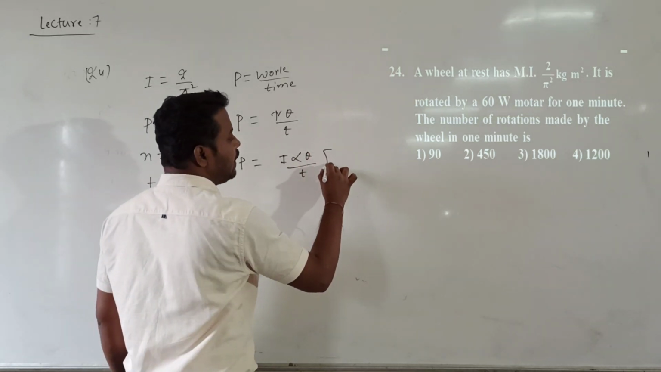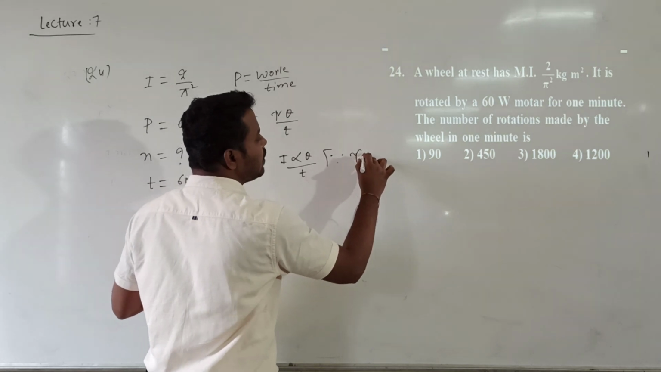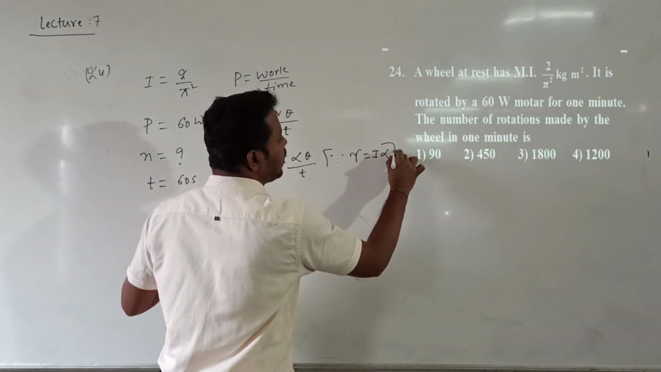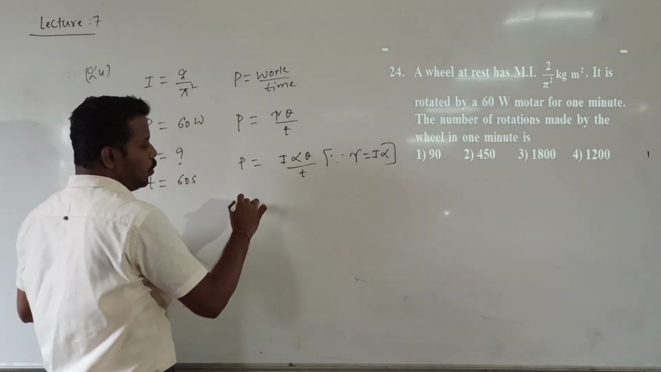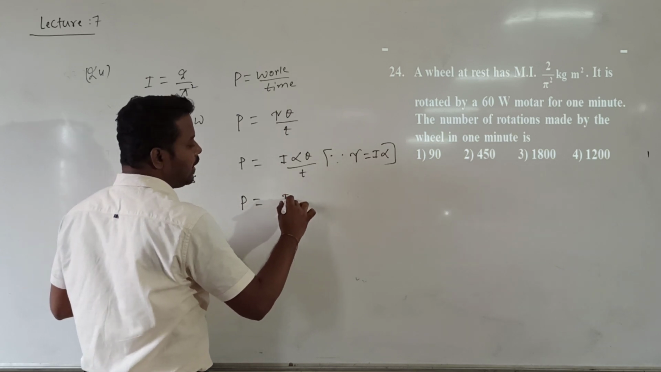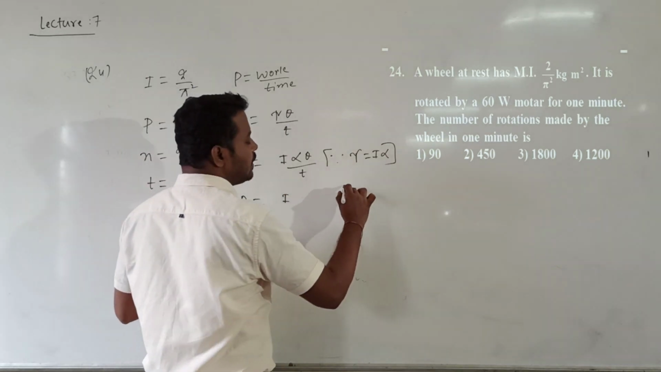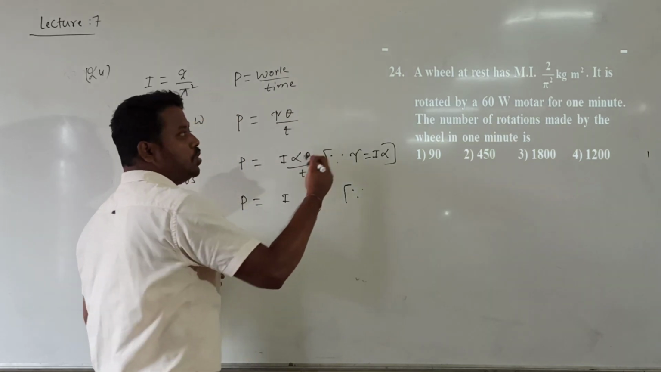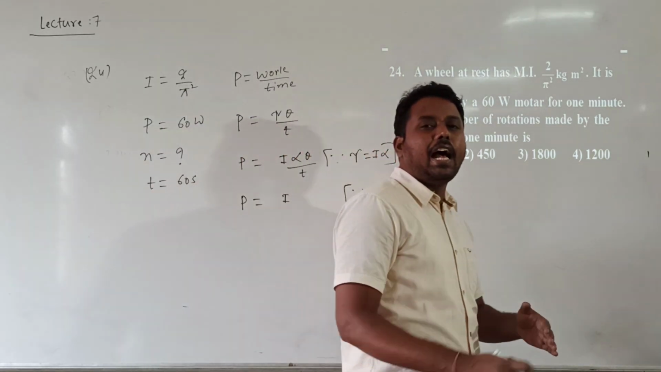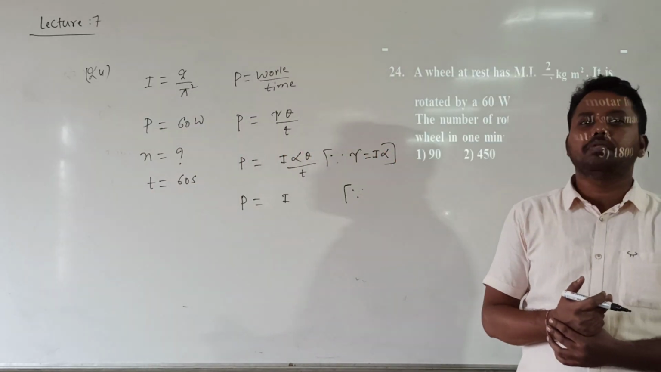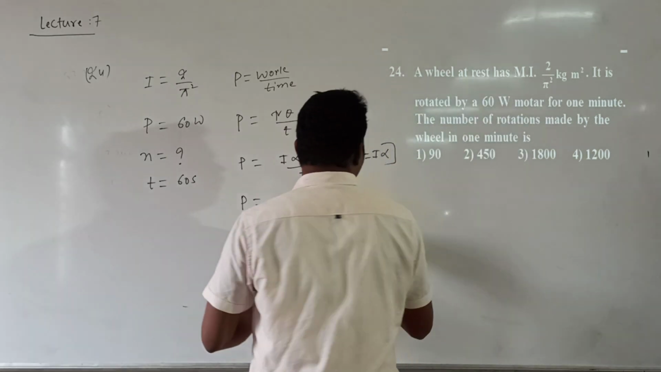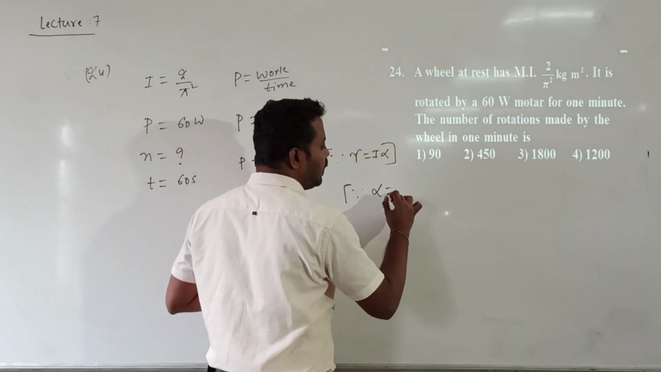Relation between torque and moment of inertia: since tau is equal to I into alpha, can I write P is equal to I into alpha into theta by t? So what is alpha here? The motion is not mentioned as uniformly accelerated rotational motion. So how can I write the alpha value?